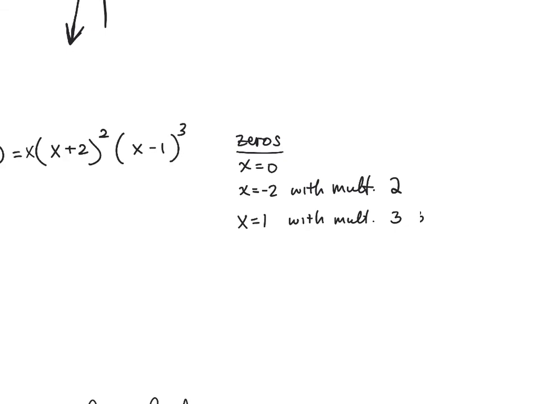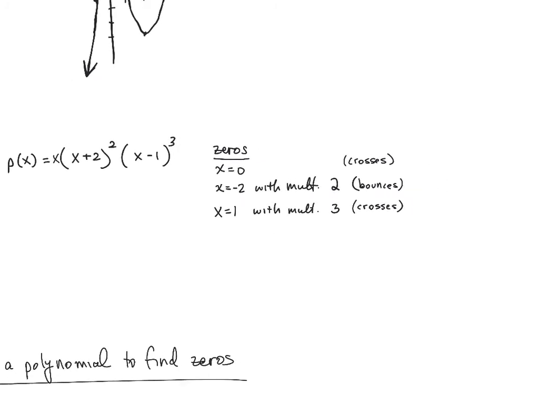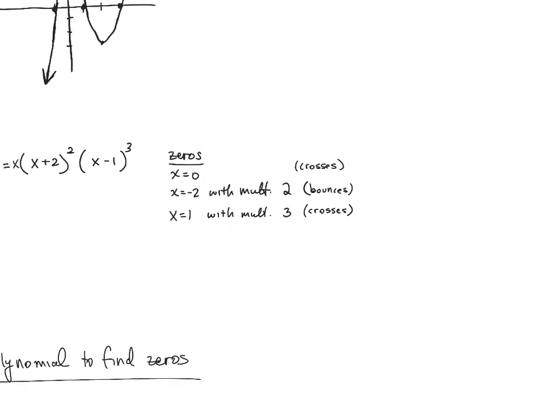So sometimes, just to help students remember, I suggest that you actually write it out here with the 0. If it has an even multiplicity, it bounces. If it has an odd multiplicity, it crosses through, or if it just is a single 0 with no multiplicity at all, it also crosses. So it's not a bad idea to write it out just so you can remember.